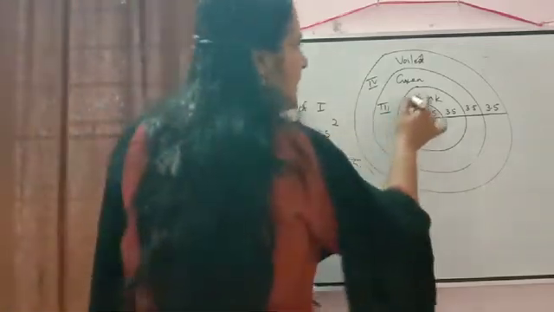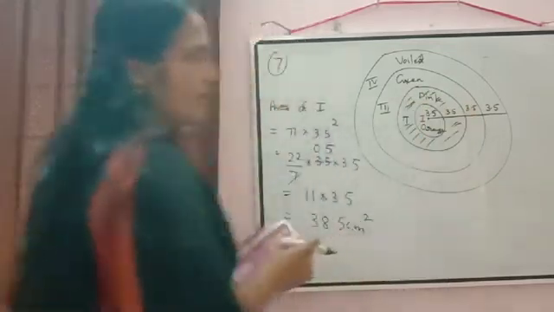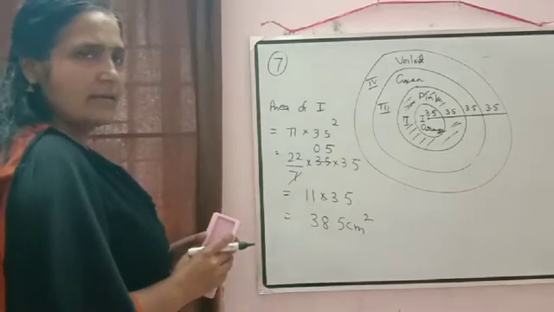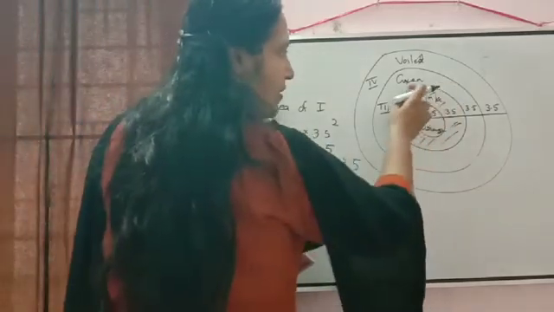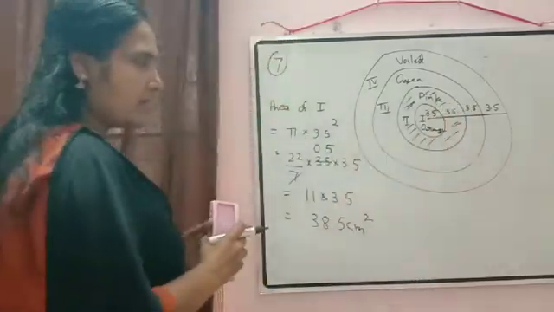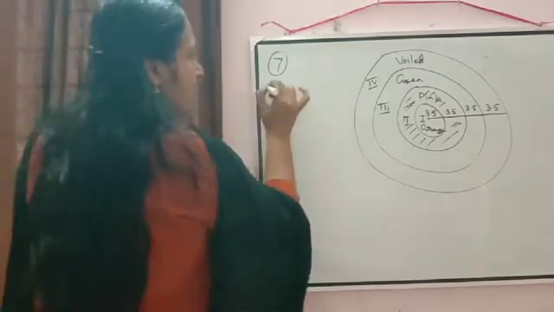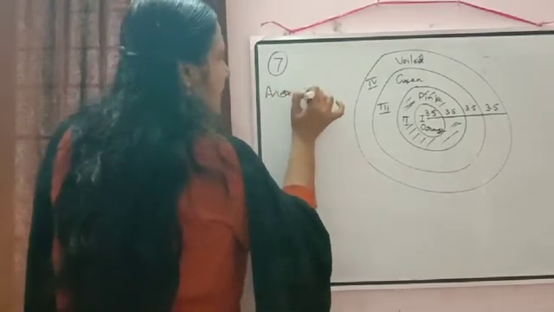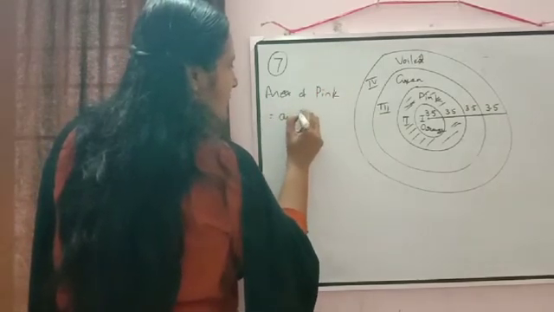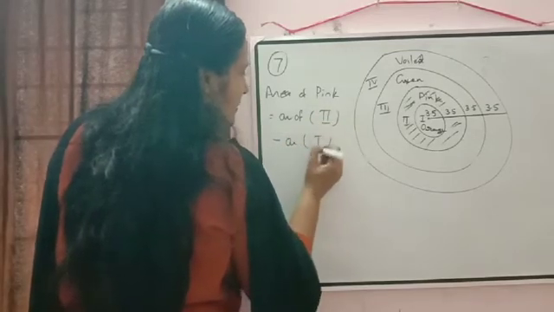Now how will we calculate the area of this region? This is the second region whose area we have to calculate. How will we calculate that one? Yes. Area of second circle minus area of first circle. So just to write down there, area of pink region we can write down. Area of pink region is equal to area of second circle minus area of first circle.